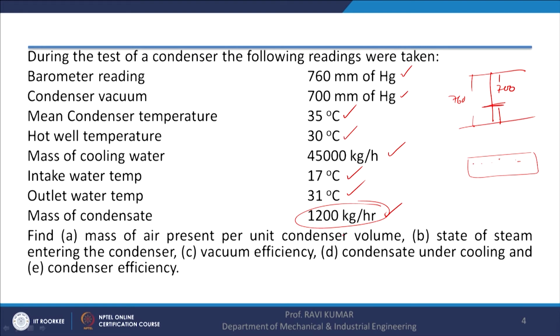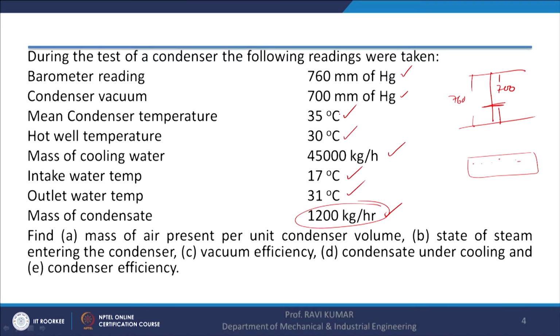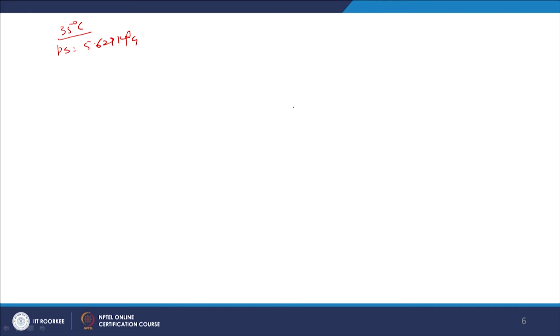Now for this we will start at 35 degrees centigrade. What is the value of pressure? That is 5.629 kilopascal. That is the temperature inside the condenser. So it should have this much of absolute pressure. Now we will calculate what is the absolute pressure inside the condenser, that is 760 minus 700 divided by 760 multiplied by 1.013, and it is going to be 7.997 kilopascal.